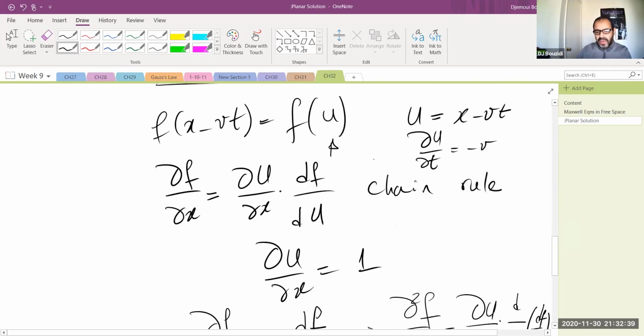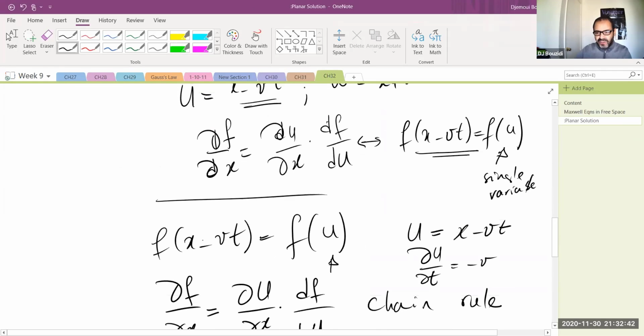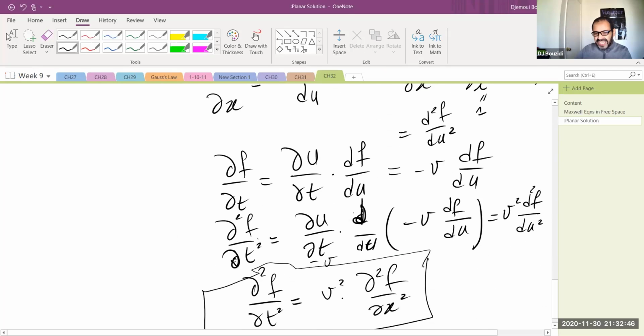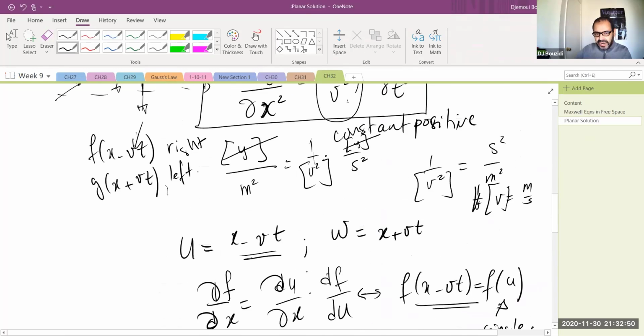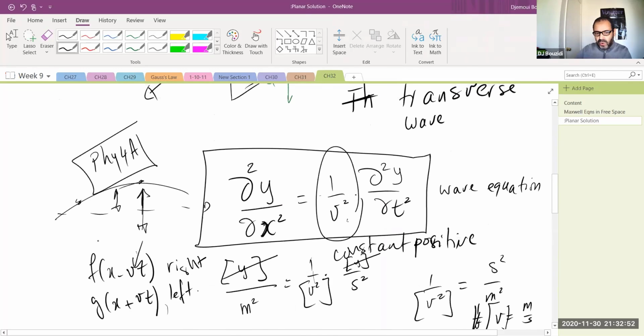That's all I showed here: that if I take the function f of x minus vt and make this change of variable, I find that it satisfies this partial differential equation. So what I'm saying here is that the solution to this equation has this general form. It doesn't matter what that is. So it could be this function, as a function of x and t.